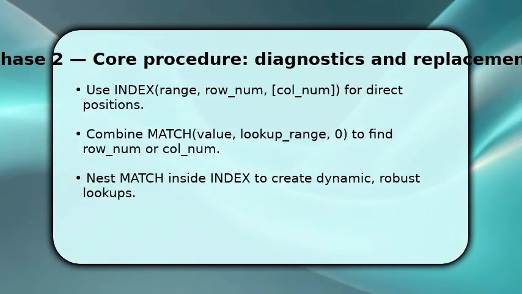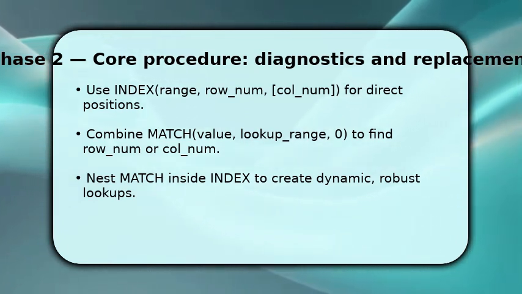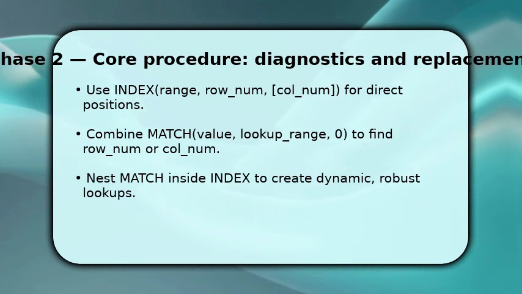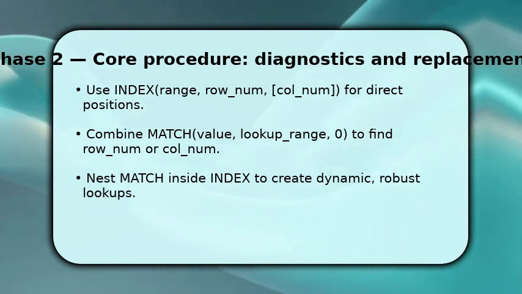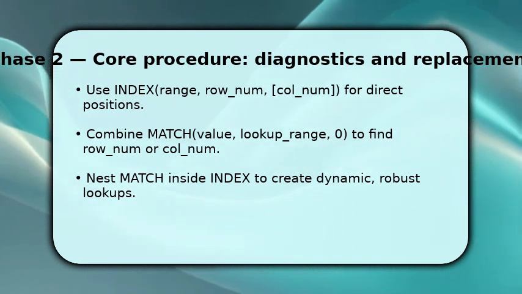Start by writing INDEX with the selected range. Leave row num or column num blank if you will calculate them. Then create MATCH to find the numeric position. MATCH, lookup value, lookup range, 0, returns an exact match index.